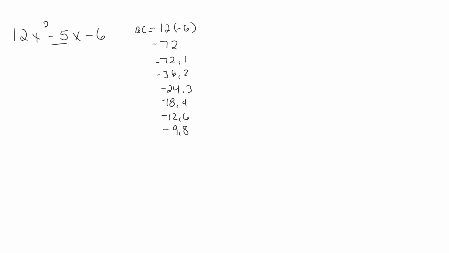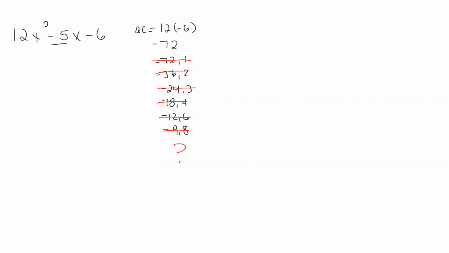Okay. Now, looking at these pairs of factors, the first pair, negative 72 and 1, adds up to negative 71, so that doesn't work. The next pair, negative 36 and 2, when I add that, I get negative 34, so that doesn't work. Negative 24 plus 3 is negative 21, that doesn't work. Negative 18 and 4 is negative 14, so that's out. Negative 12 and 6 is negative 6. It's close, but not exact, so that's out. And then negative 9 and 8 is negative 1, so that's out.